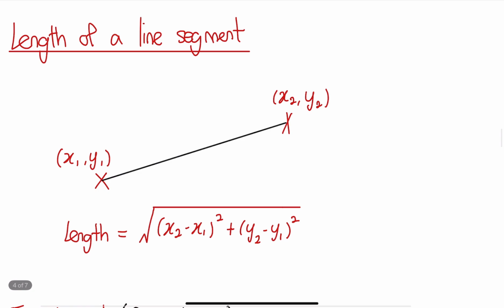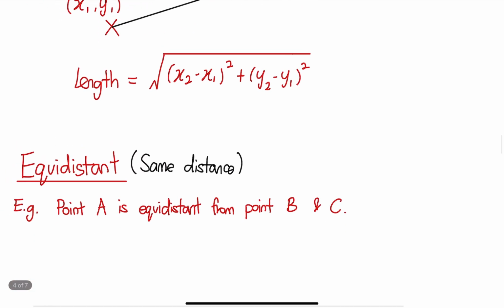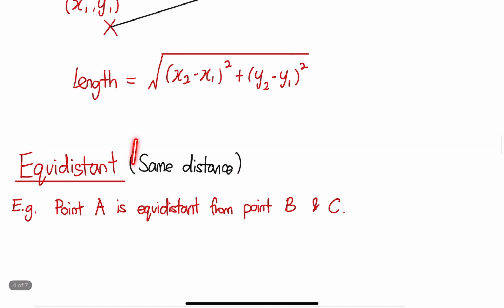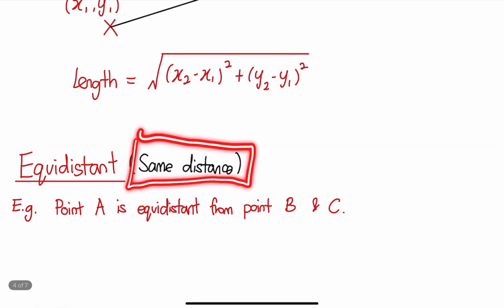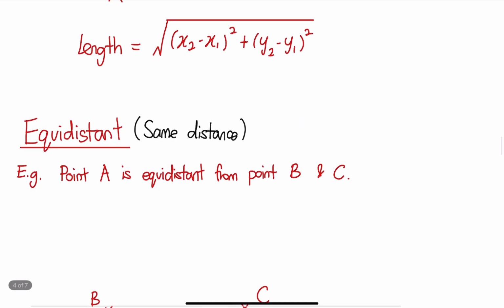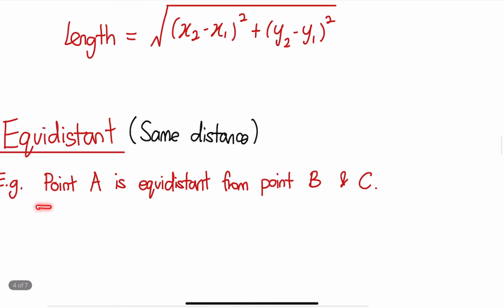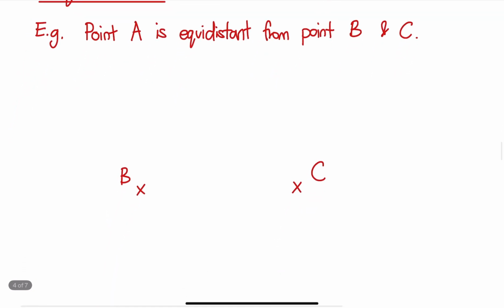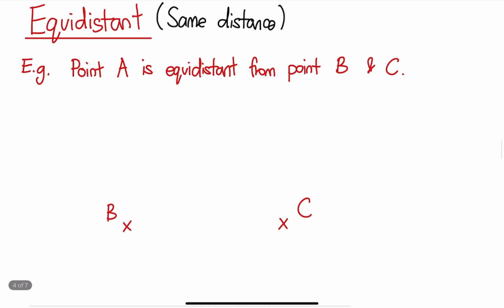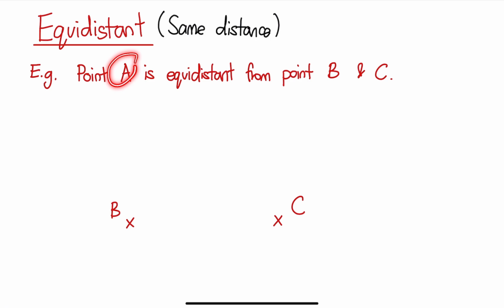Okay, so now we are going to learn this new term called equidistance. What does equidistance mean? It just means same distance. So let me use some examples to illustrate this for you. If I say point A is equidistant from point B and C, it means that if I were to have these 2 points over here, okay, point B and C, point A lies at the point whereby it is the same distance from B and from C. Where do you think point A can lie?